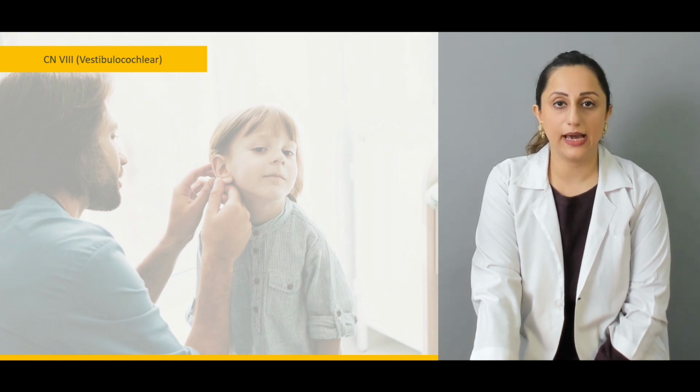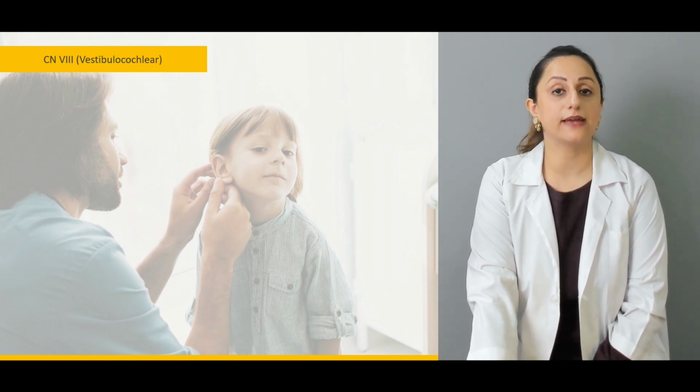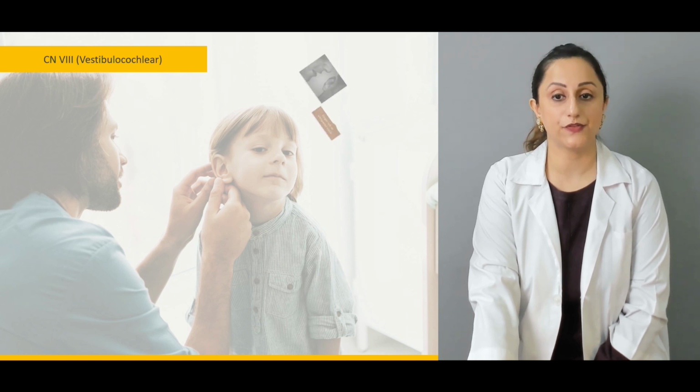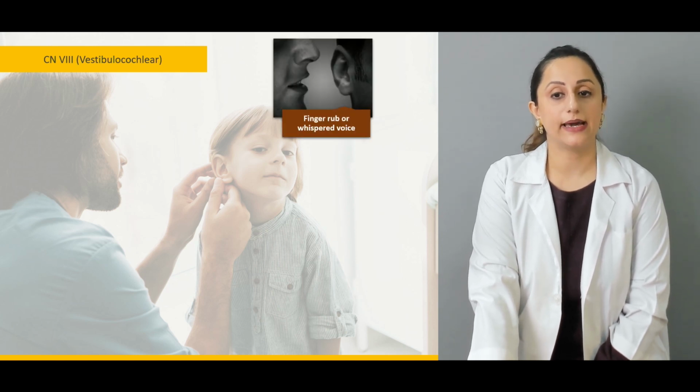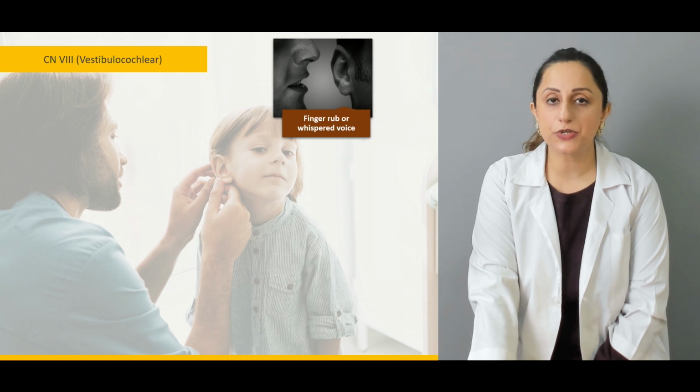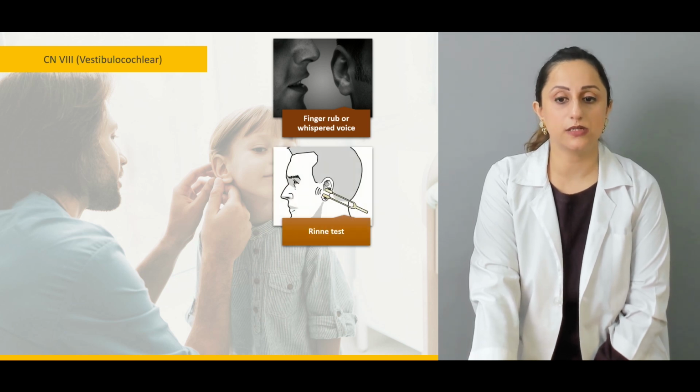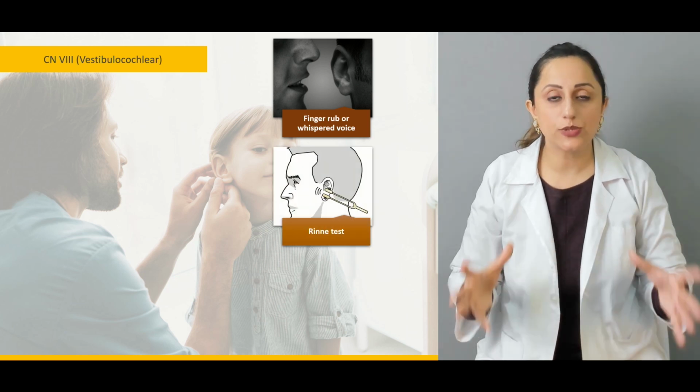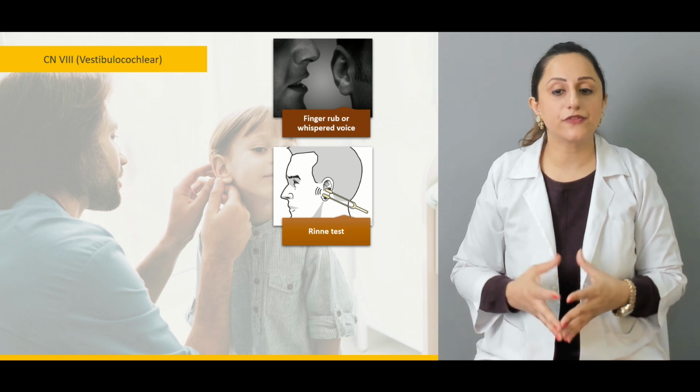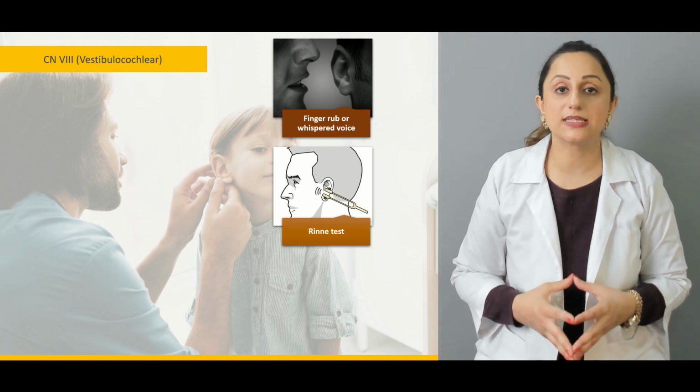Moving on, we have the vestibulocochlear nerve, that is basically the 8th cranial nerve. You check it by the finger rub and a whispered voice in both of the ears. You check individually for both of the ears. One of the tests that is performed is the Rinne test.